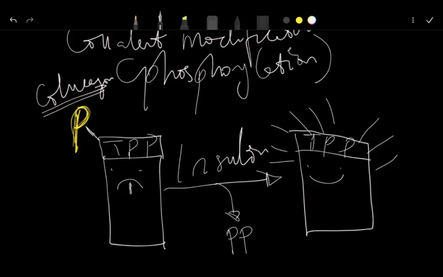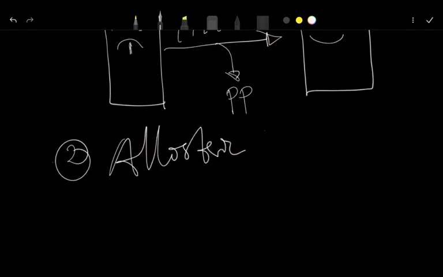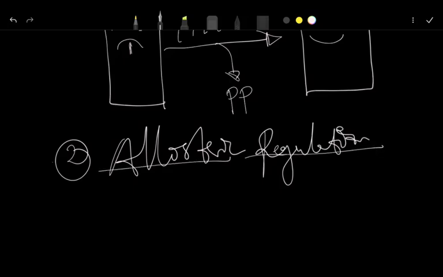So the next one now is the allosteric regulation. Sorry, we'll talk about the covalent regulation of the enzyme. So the second one we'll now talk about is the allosteric regulation, and in the allosteric regulation, we are using metabolites to regulate it. Basically, we are using metabolites this time. We are not using hormones.